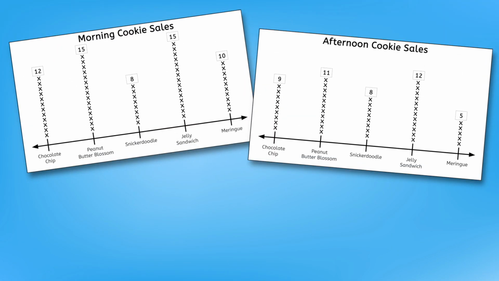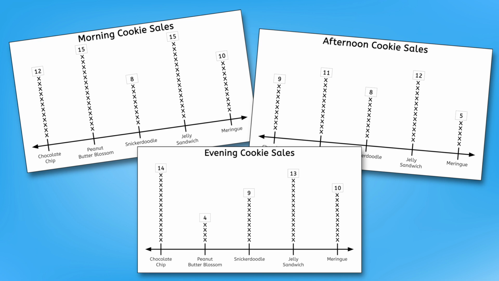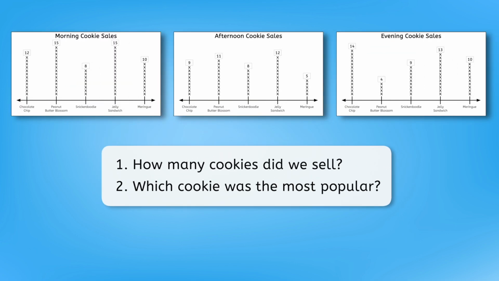We didn't have enough room to put all of our data on one line plot, so we needed to use a few to track our cookie sales throughout the day. We're hoping to get a clear picture of how many cookies we sold and which cookie was the most popular. What can we do with all this data to help us understand it a bit better and answer those questions? Putting it all into one graph could help.